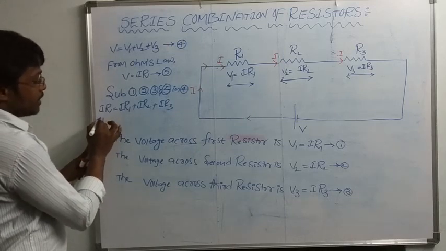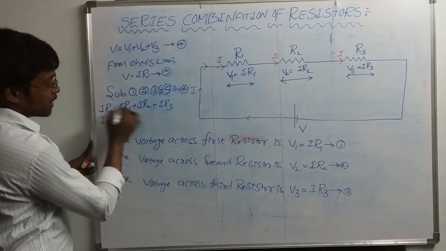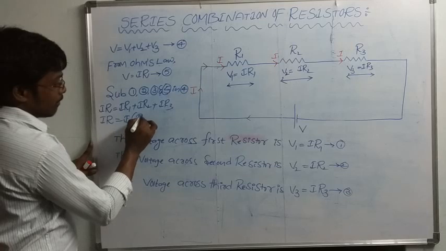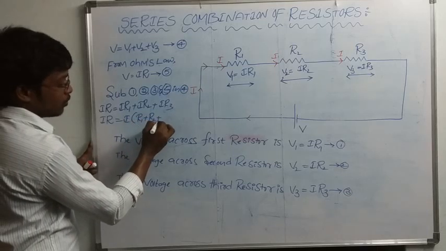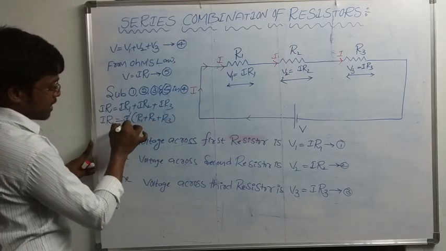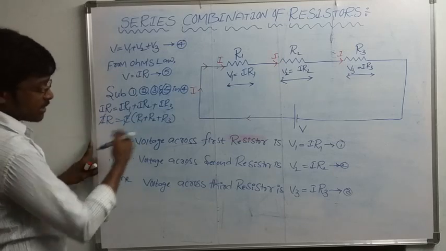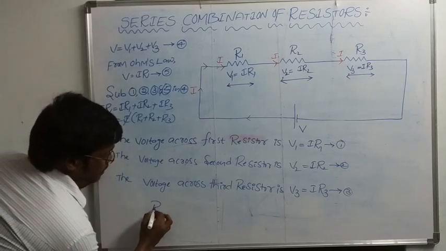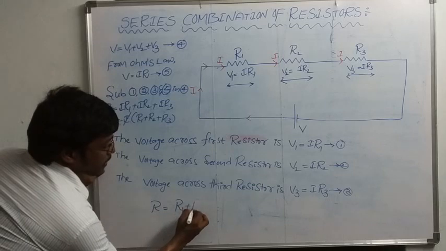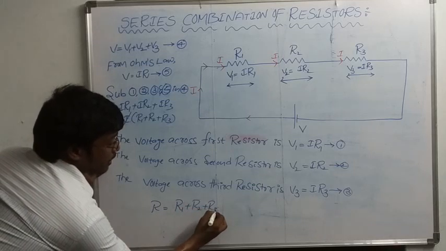So here IR is equal to, make the common I, R1 plus R2 plus R3. On this side I cancels. So what is the remaining here? R is equal to R1 plus R2 plus R3.